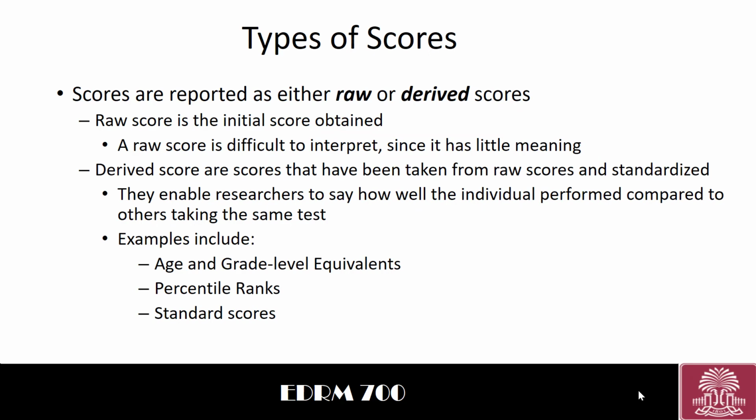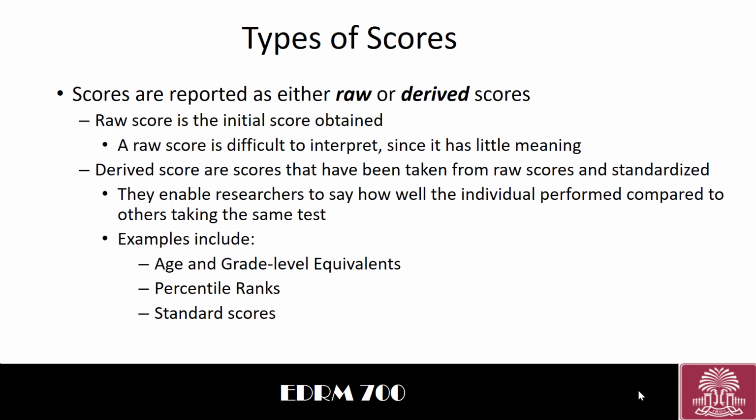Quantitative data are usually reported in the form of scores. Raw scores are the initial scores that you obtain. It could be the number of questions answered correctly in a test. It could be the sum of scores of each individual item in a survey. Often, a raw score is difficult to interpret. For example, you want to compare one student's test score with others, and the number of questions answered correctly has little meaning in this instance.